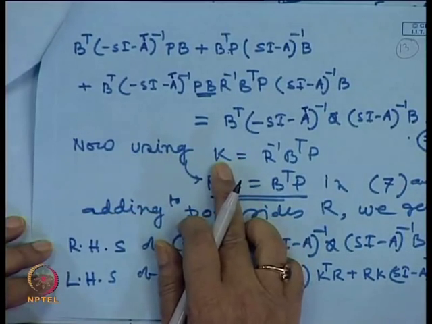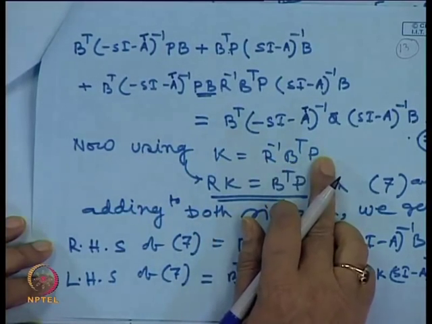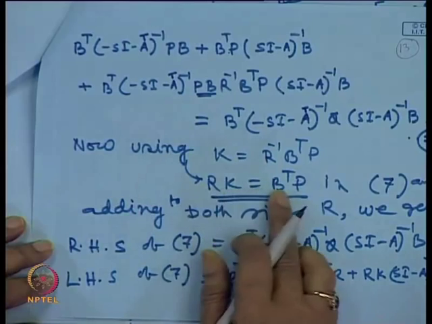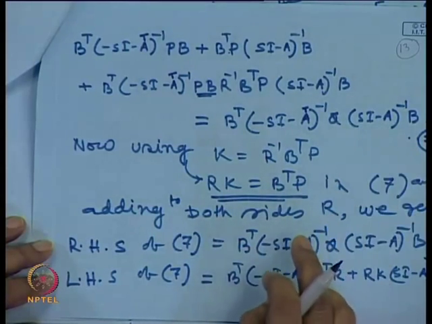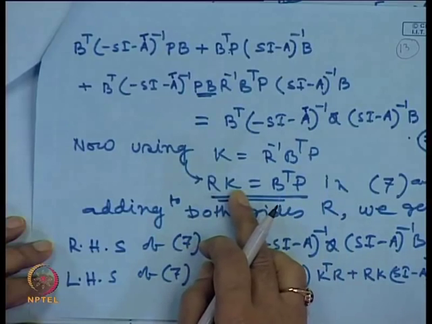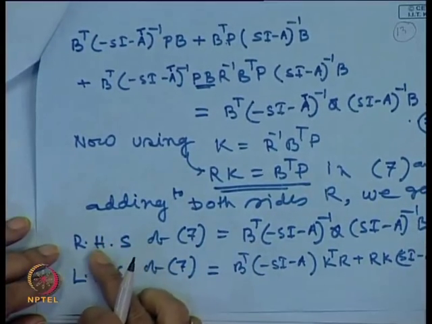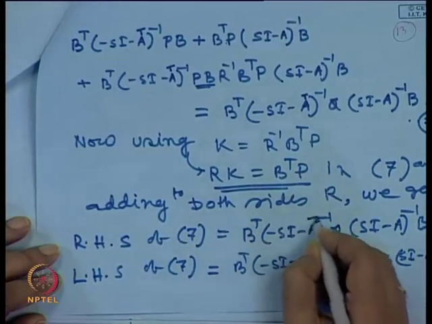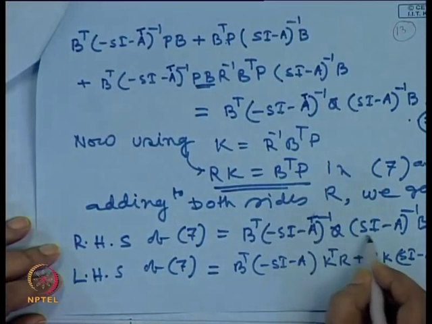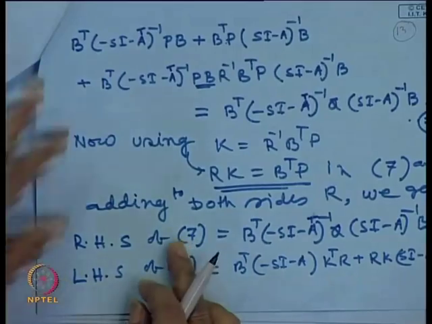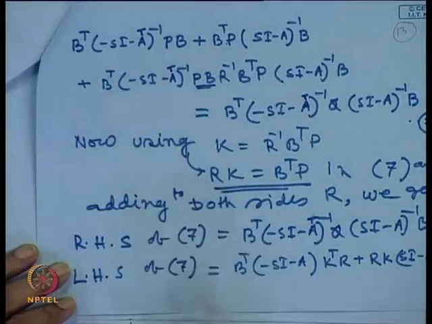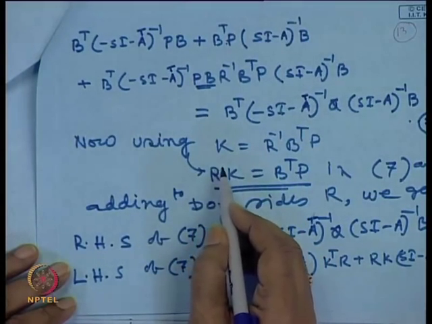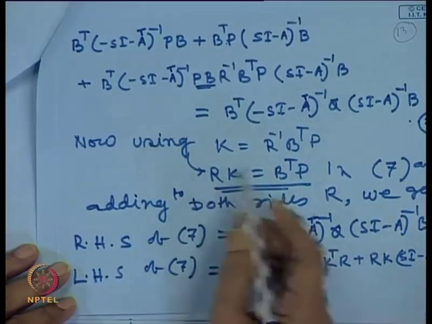Now, what we did from equation 7. We know that our controller gain is nothing but R inverse B transpose P. Agree? So, if we multiply by R, then K R is B transpose P. So, in this equation, whenever we get B transpose P, we will replace it by R K. If you replace by this, the right hand side of this equation is B transpose S I minus this transpose, Q, S I minus this. And on the left hand side, P B is replaced by K transpose R transpose. Since R is a symmetric matrix, R transpose is equal to R.